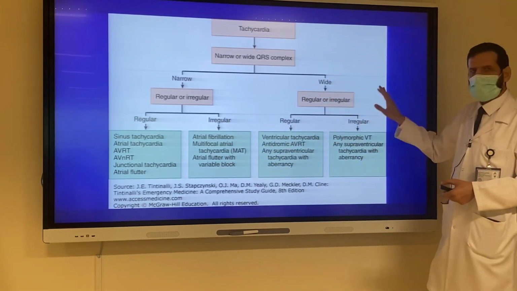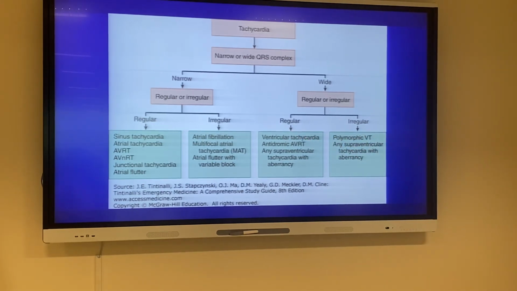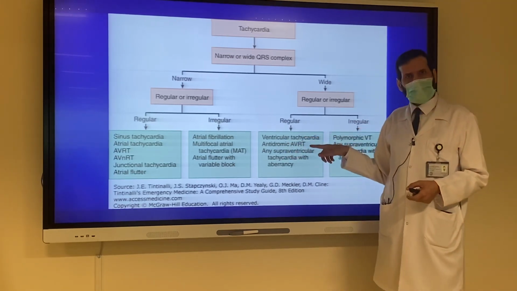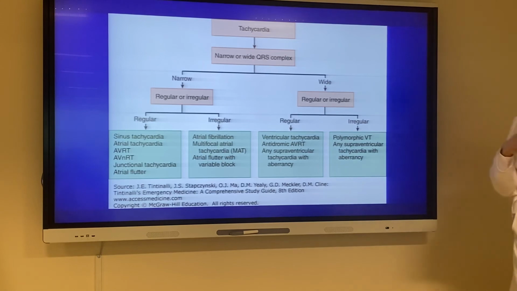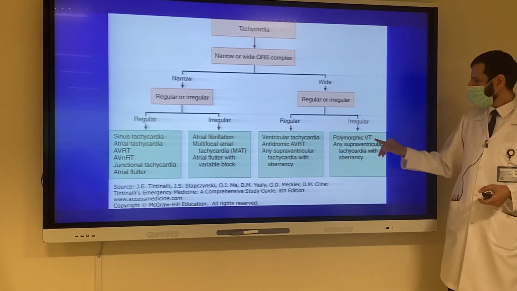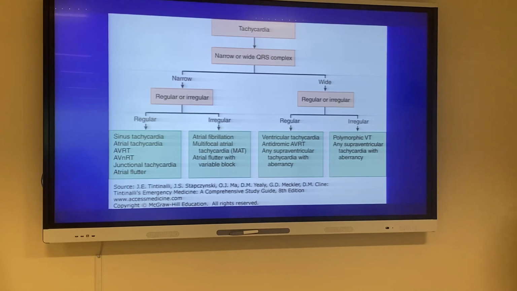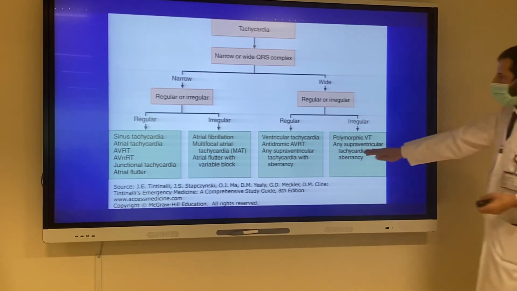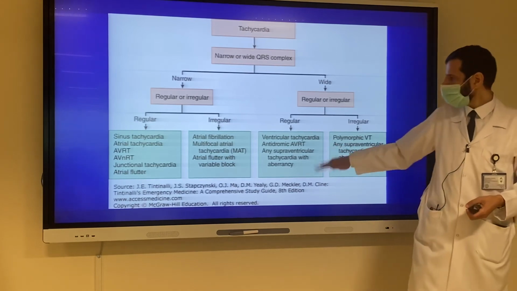If it is wide, again, could be regular, could be irregular. If it is regular, number one is what? VT, ventricular tachycardia is the commonest thing. Antidromic tachycardia is another differential. Any supraventricular tachycardia with aberrancy with bundle branch block will look wide and regular. Irregular is very limited: polymorphic VT. Very rarely supraventricular tachycardia with aberrancy but with variable conduction. For example, atrial tachycardia with a rate of 200. Some patients cannot conduct this 200 and they have bundle block at baseline, so they may conduct 2 to 1 or 3 to 1. Flutter or fibrillation with bundle branch block will be irregular. For now, we just concentrate on the first diagnoses: ventricular tachycardia, polymorphic VT, and VF, of course. Don't worry about the others, but keep them in mind.